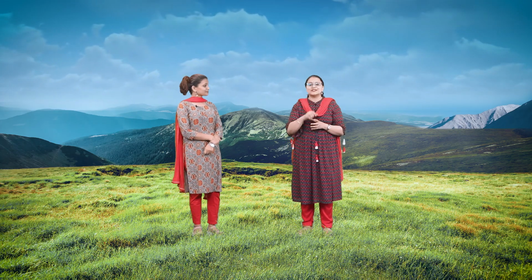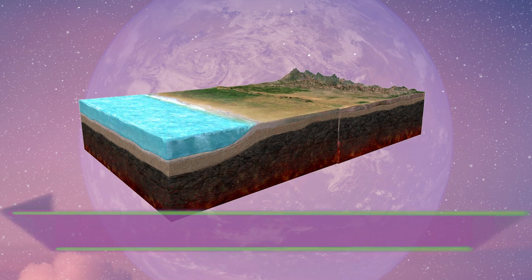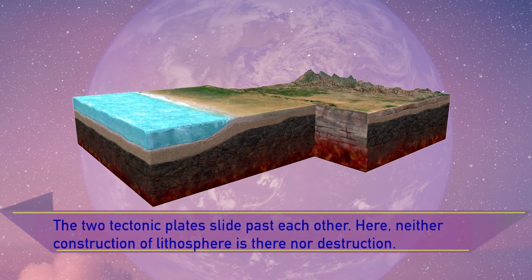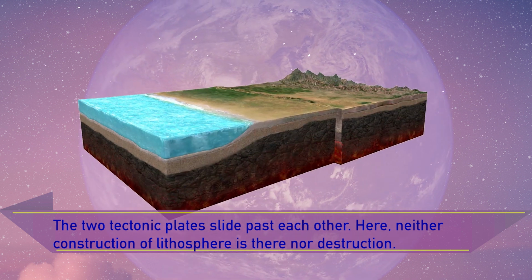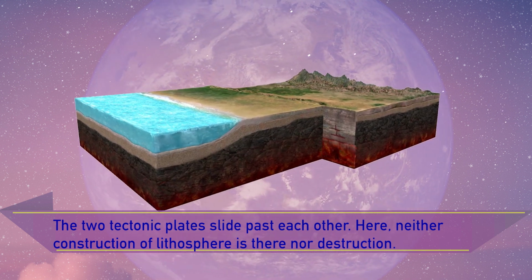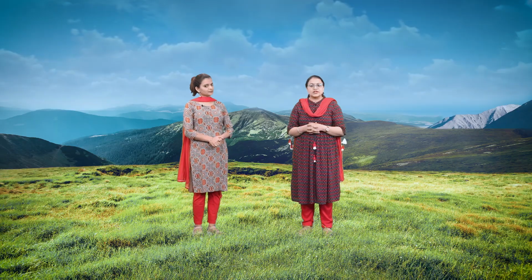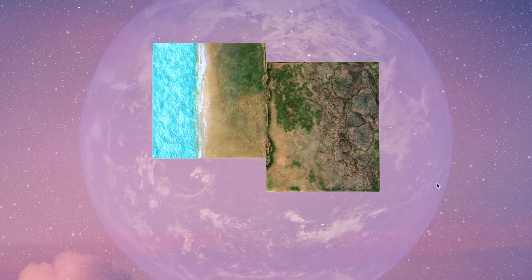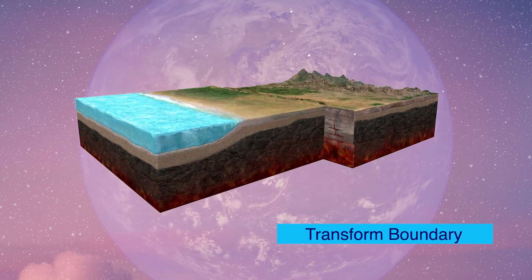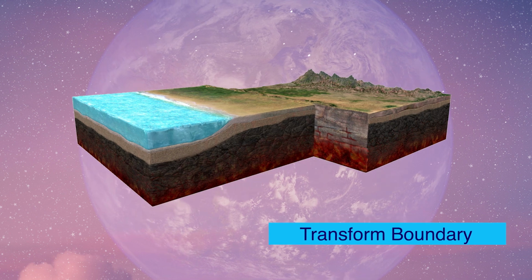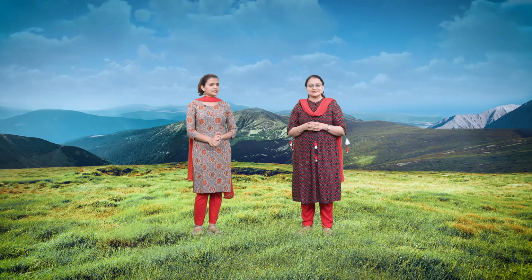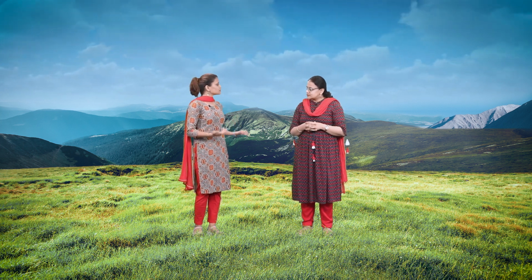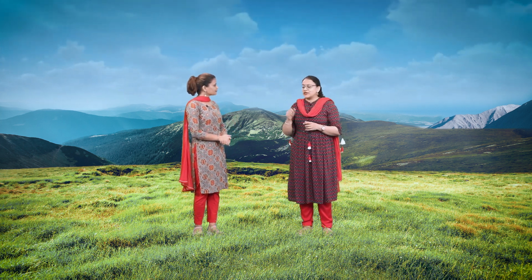Okay. The third situation is where the two tectonic plates slide past each other. Here, neither construction of lithosphere is there nor destruction. It is just slipping away of two tectonic plates. This boundary is known as the transform boundary. But why does this happen? I mean, how and in which situation? Okay, good question.